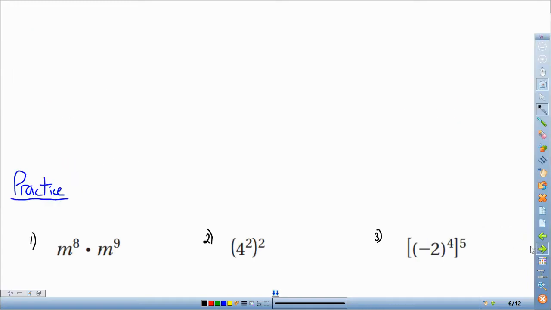I'm going to have you guys try this out. Go ahead, try these problems here, numbers 1, 2, and 3, and see if you remember the rules. Careful, it might not just be power of a power.